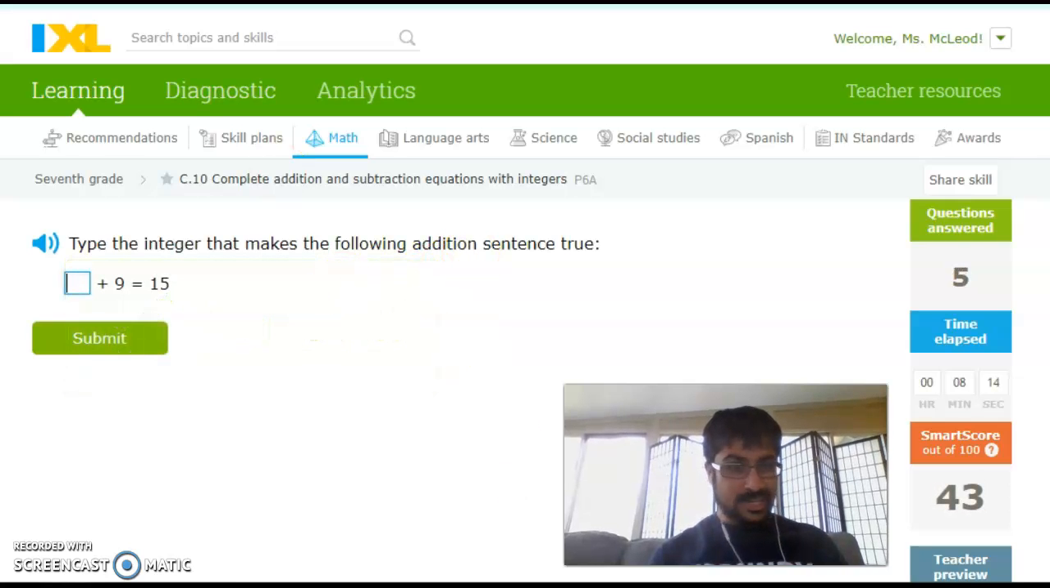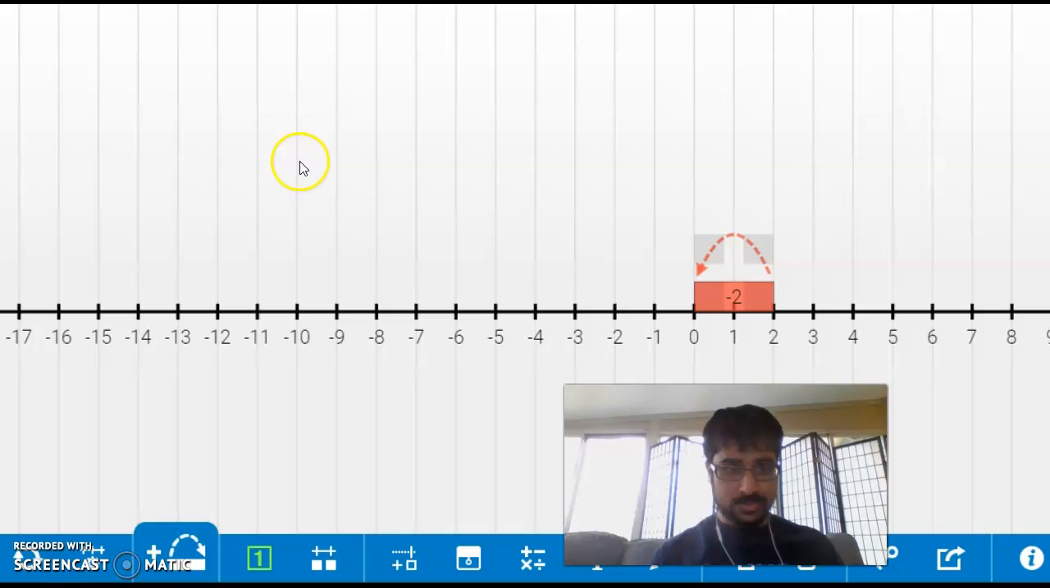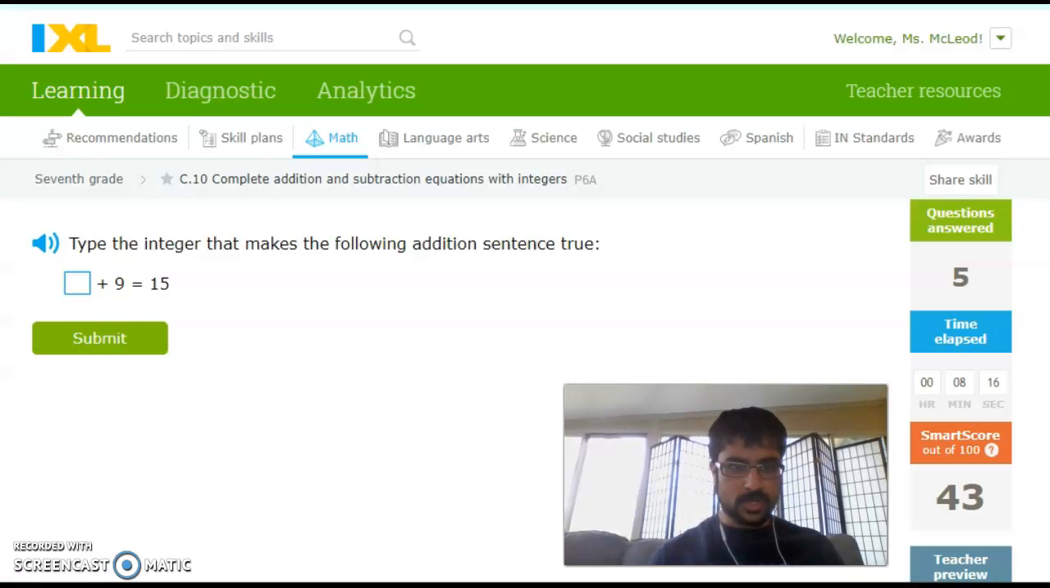Let's try one more. And like I said before, I highly recommend this number line app. I'm going to go ahead and put this right underneath the video so you can use this if you need to. You can just open the link as you're watching.